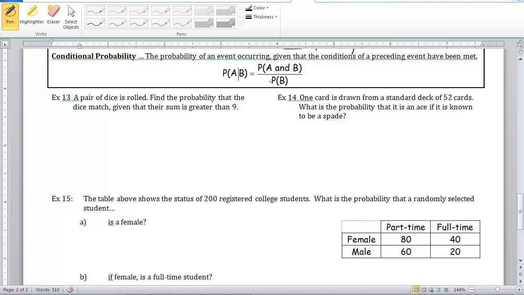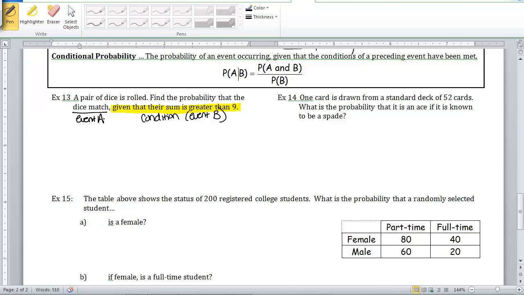So in example 13, it says a pair of dice are rolled. Find the probability that the dice match, given their sum is greater than 9. So this, given that their sum is greater than 9, is the condition. The probability that the dice match would be the first event A that we are actually trying to find the probability of.